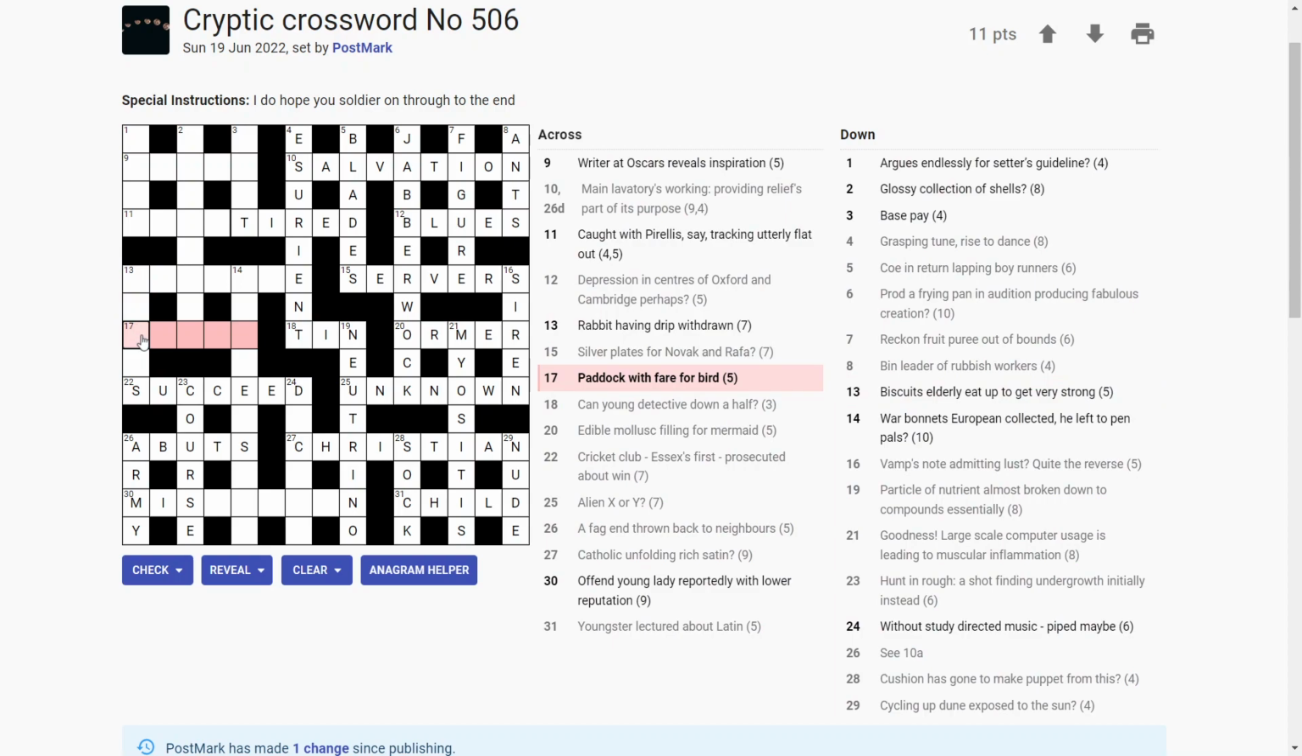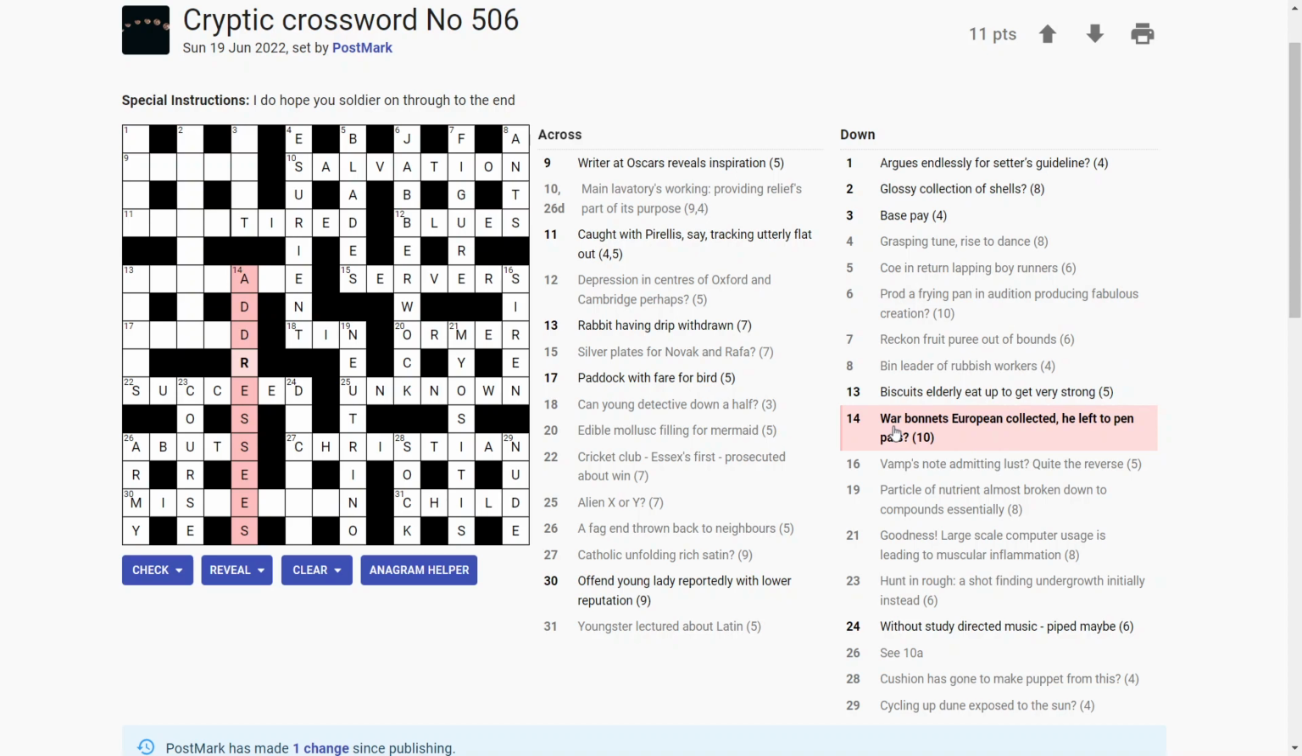Paddock with fair for bird. Lee is a paddock. Fair. Bird. No. Well, I'm stuck. Yeah, not at all. Paddock with fair for bird. Field is a paddock. Fair could be V. Food. I don't know. Let's reveal this one.